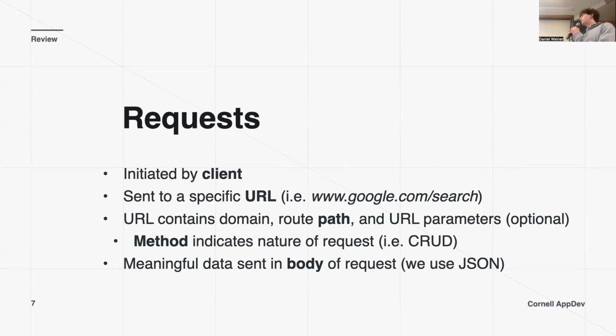Requests are initiated by a client and sent to a specific URL, i.e. google.com/search. They contain the domain, the root path, in other words where to go to access the information, and URL parameters, which are optional. Those depend on whether you want to grab a specific piece of information, and that's how you direct the server to do so. Methods indicate the nature of the request. Remember, like a GET, a POST, a DELETE: what are you actually trying to do? That's the method. And meaningful data is sent in the body of a request, and we specifically use JSON for that.